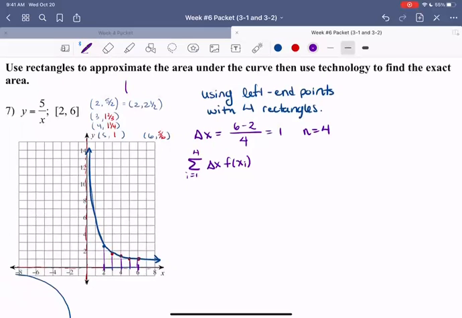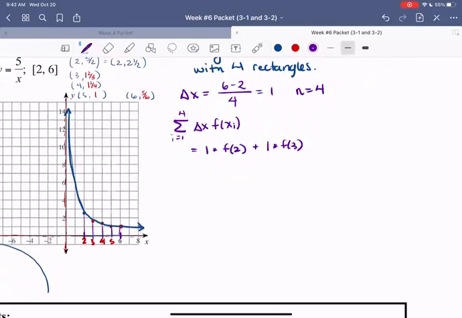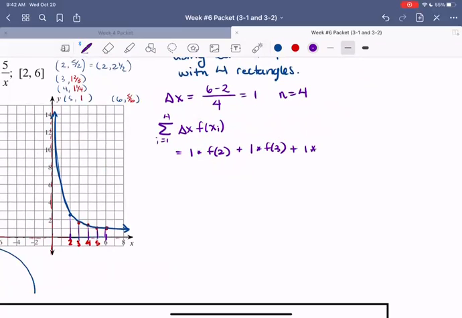Where for us, the x sub i's are going to be those endpoints on our rectangles. So that would be 2, 3, 4, and 5. Let's go ahead and write that out. So we'd have width of 1 times f of 2, plus width of 1 times f of 3, plus 1 times f of 4, plus 1 times f of 5.